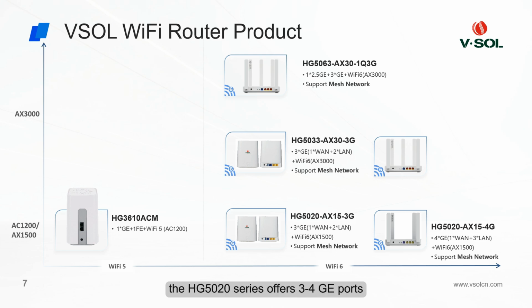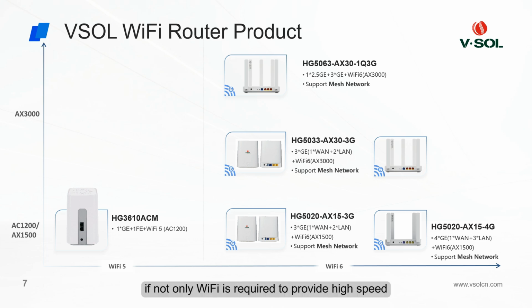The HG5020 series offers 3 or 4 GA ports, and the Wi-Fi performance of the AX1500. If you require high Wi-Fi speed, you can choose the HG5033 series router. Compared to the HG5020 series, it provides high Wi-Fi bandwidth of AX 3000 and can also ensure high speed through Wi-Fi.